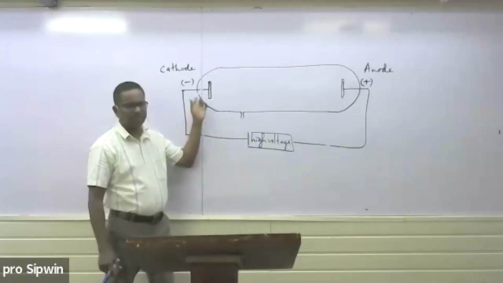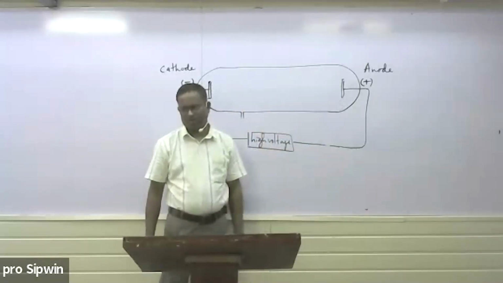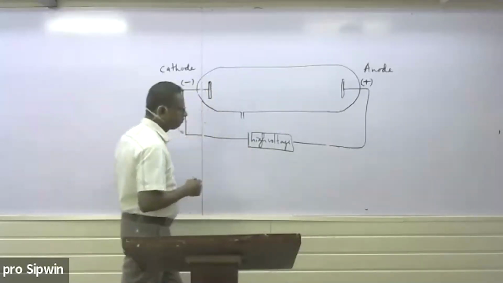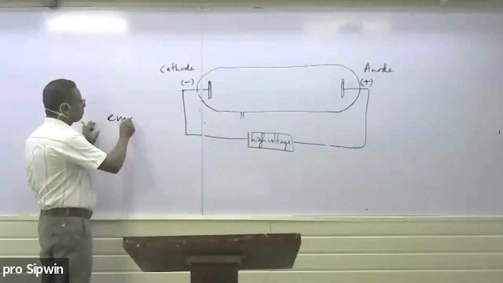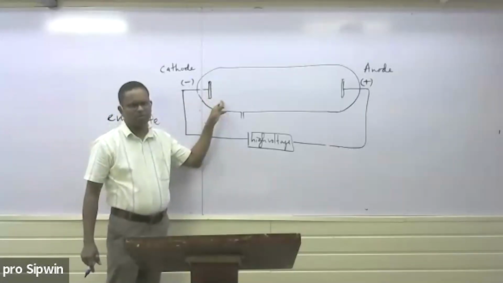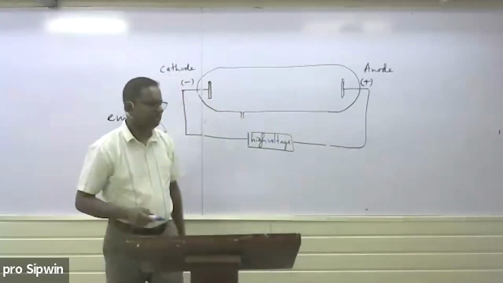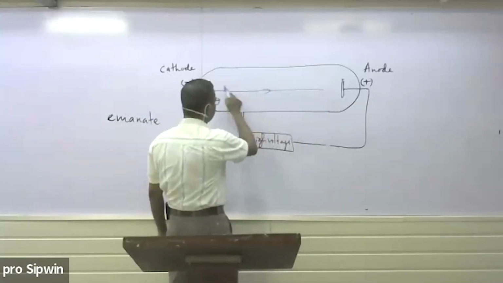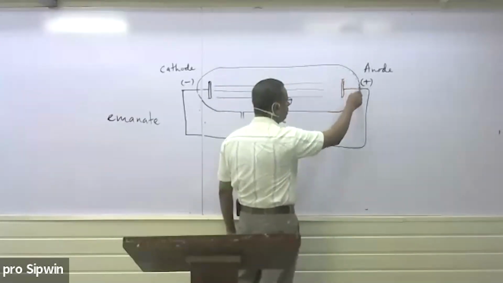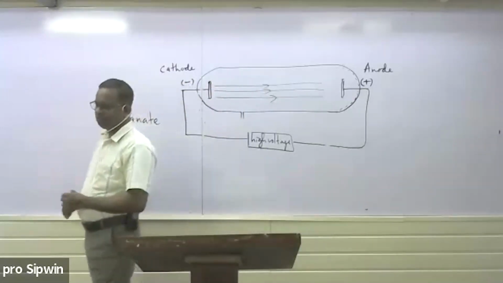In a simple way, when explaining, we say a stream of radiation passes starting from the cathode and moving towards the anode. We use the term emanate: it originates from, emanates from the cathode and moves towards the anode. Crookes called that the cathode rays. When cathode rays fall on the glass wall here, a green colored glow is produced there.